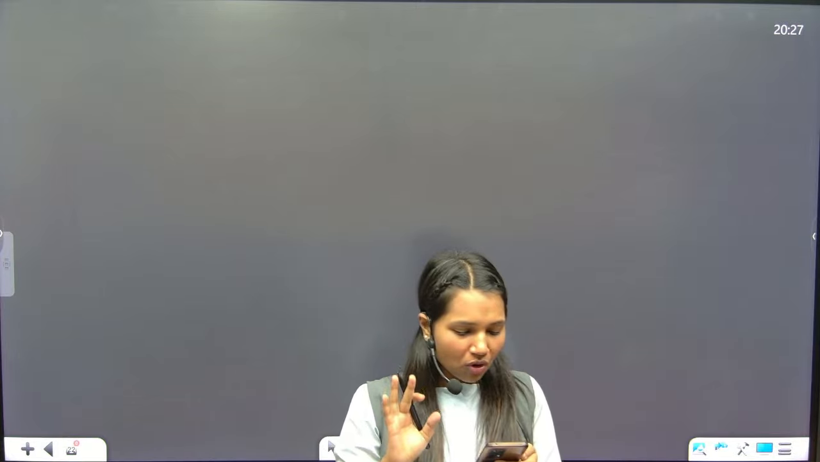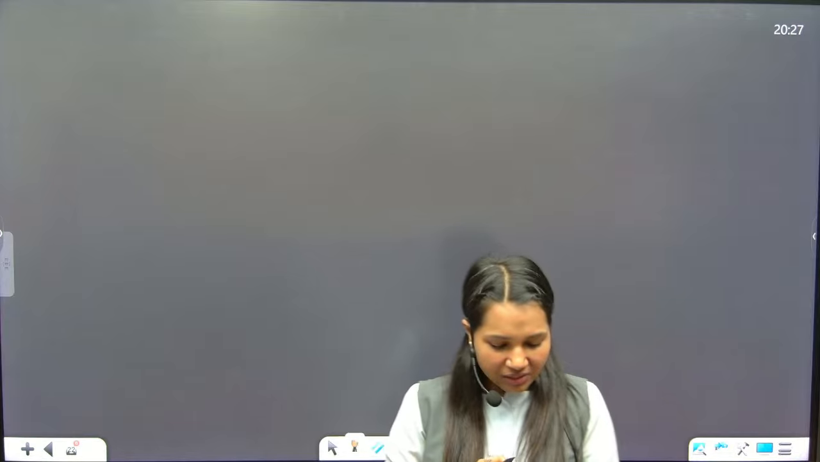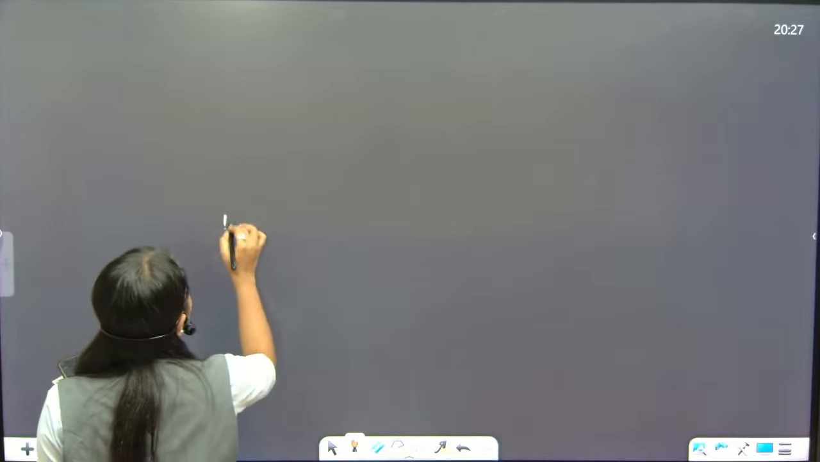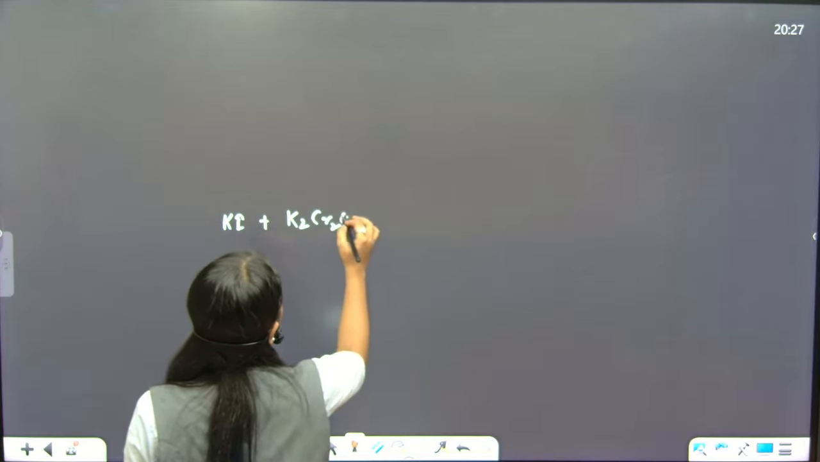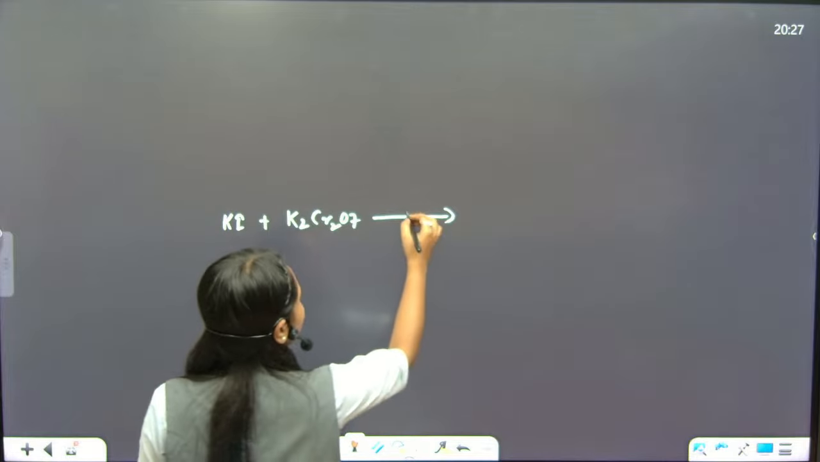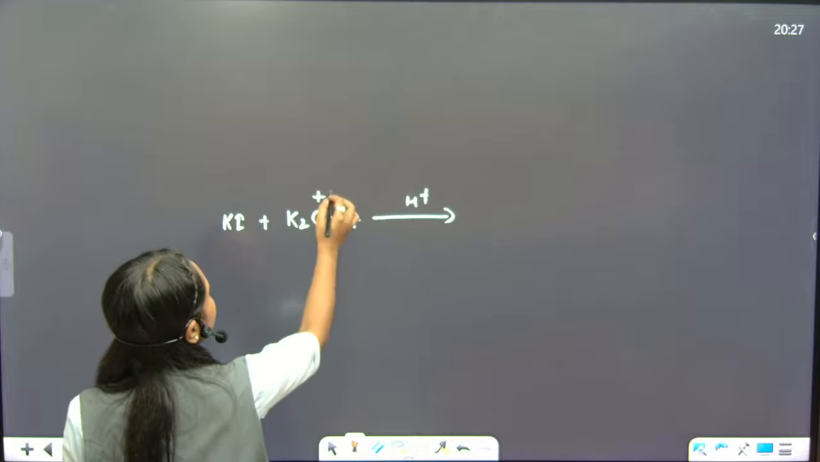Okay, so the question was the oxidation state of chromium in the final product formed in the reaction between KI and acidified K2Cr2O7. So I'm just writing here KI and K2Cr2O7 acidified. It means H plus is there, right? So it is a very easy question. We know chromium is in plus 6.